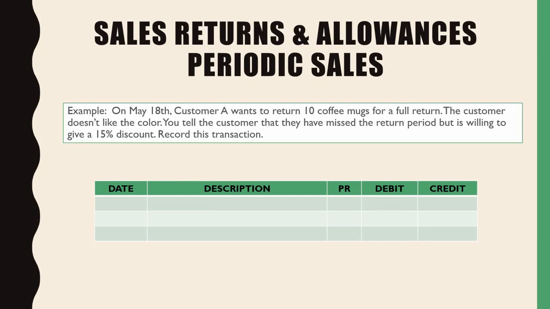Now, notice this. Sales returns and allowances. In this case, did the customer return the product?